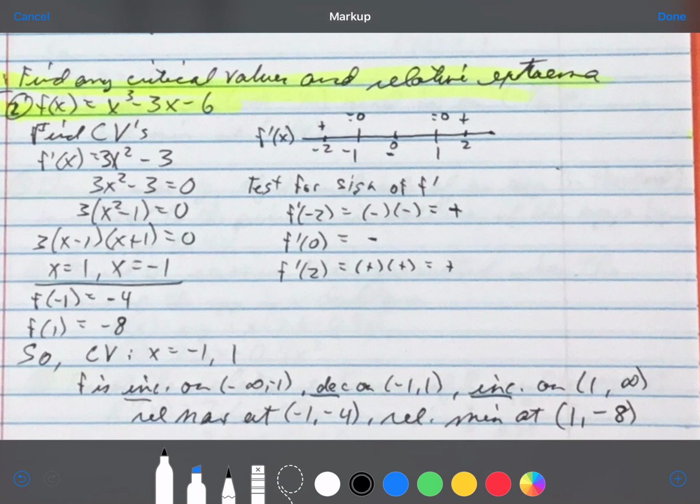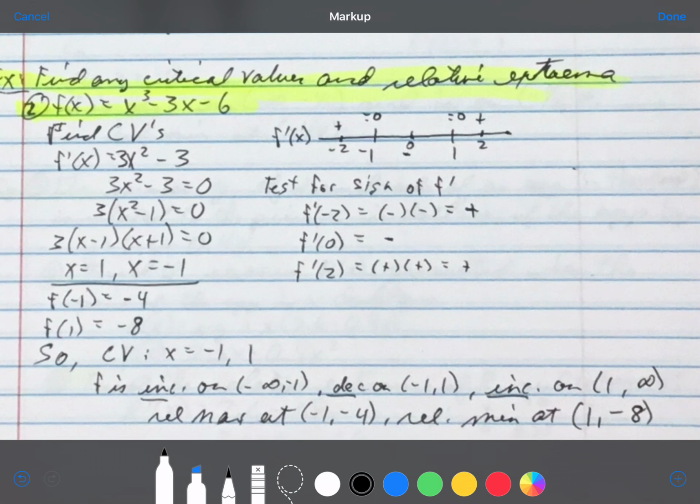All right, so for example, finding any critical values and relative extrema for the function f of x equals x cubed minus 3x minus 6. Nice little polynomial function. As always, polynomials are the easiest to work with. And so we're finding our critical values. How do I find them? Well, the critical values occur, we said, at either where the first derivative is 0 or where the first derivative is undefined. So we'll start by finding our first derivative.